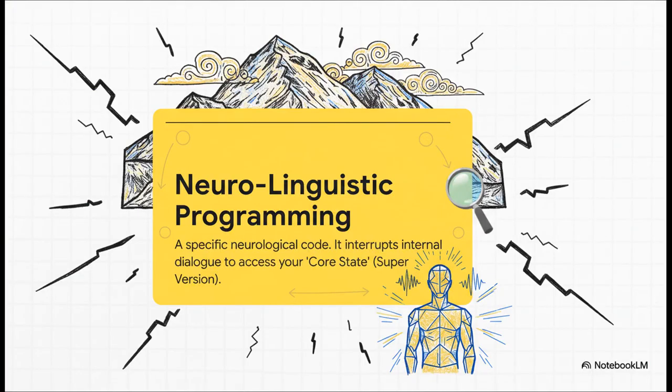First up, we've got Neuro-Linguistic Programming, or NLP. And what's really fascinating here is that NLP doesn't even see bliss as an emotion. Nope. To them, it's a technical process. That jaw-dropping view acts as a pattern interrupt. It literally shuts off that nonstop chatter in your head. And the second that voice goes silent, you drop into what's called your core state. Think of it as your most powerful factory default setting, your super version.